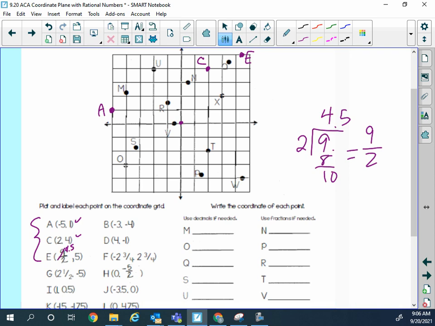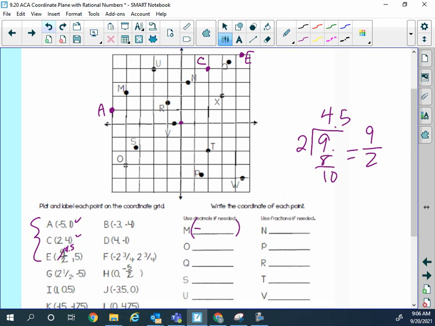Does everybody understand how to do those? Okay. The next section says to write the coordinate of each point, meaning letter M is here. So now we want to name it. So first, let's start at the origin. We're going to the left, which tells you that the first coordinate is going to be what? Negative. The first point is going to be negative.